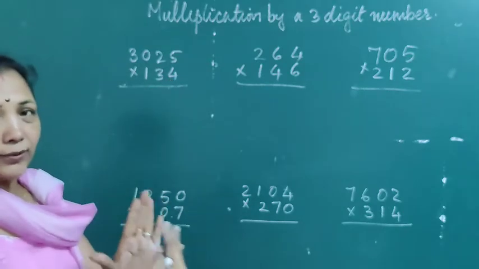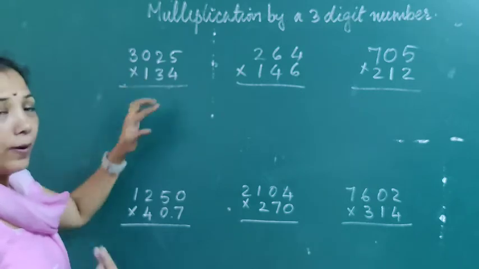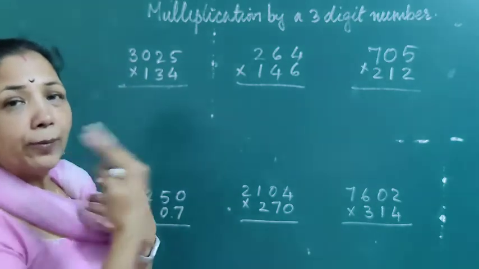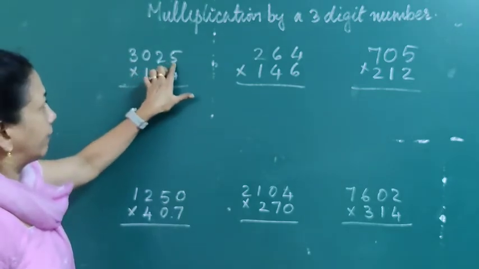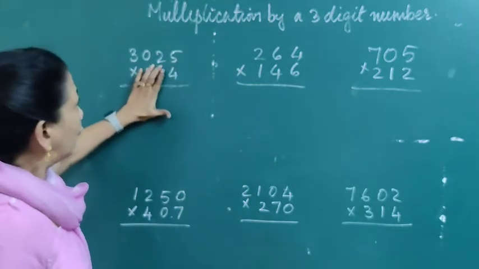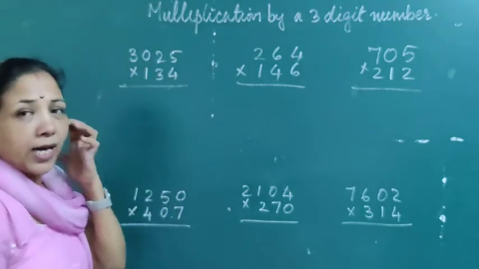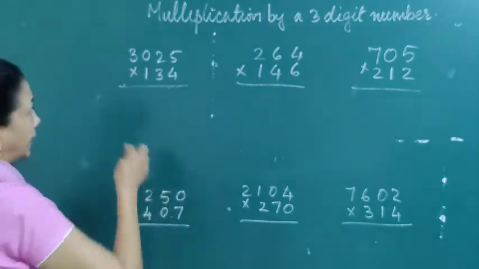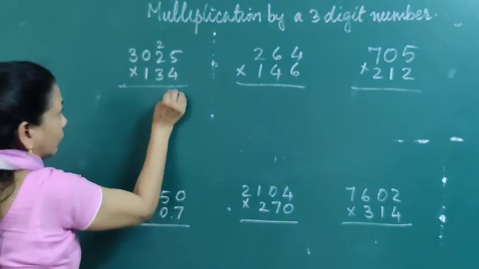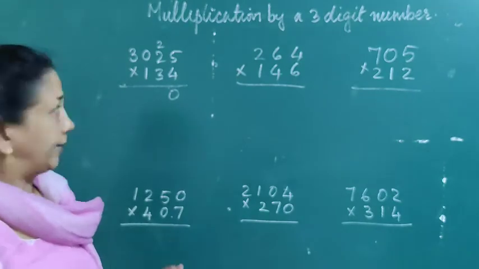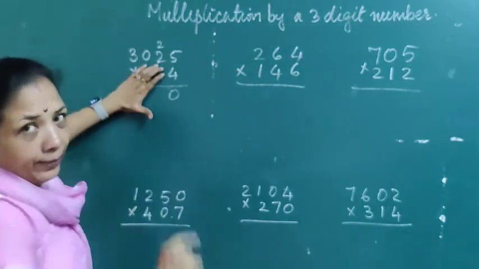4. Always start from the right side, the ones place, and from the bottom one number you have to multiply by the upper number. So here 3025 multiplied by 4 first. So 4 fives are 20. So 2 carry and write 0 down, okay? Then only it will be easy for addition. Then with the 4 you have to multiply the full number.